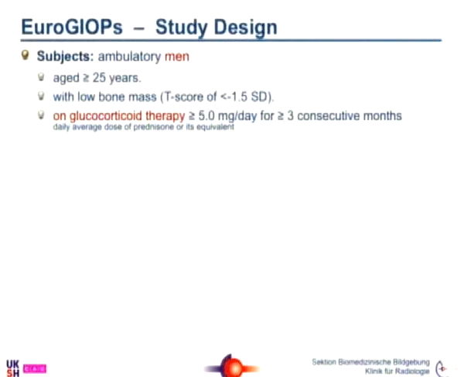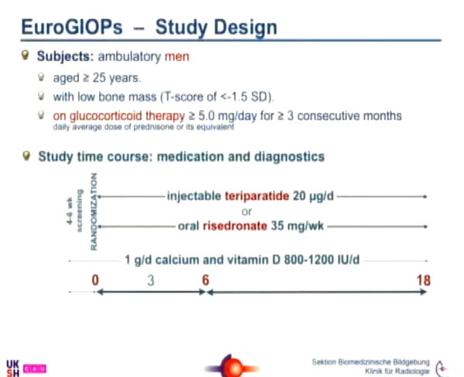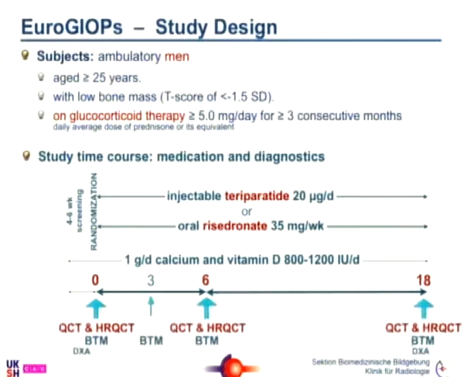So these were ambulatory men with low bone mass to start with, on glucocorticoid therapy more than 5 milligrams per day for more than 3 consecutive months. And they were randomized to either teriparatide or risedronate and got some calcium and vitamin D in parallel. And diagnostic assessments were done at baseline, 6 months, and 18 months with QCT and high-resolution CT, bone turnover marker in addition at month 3.